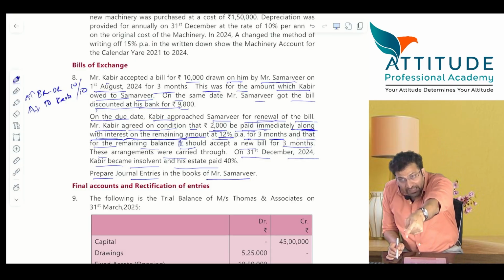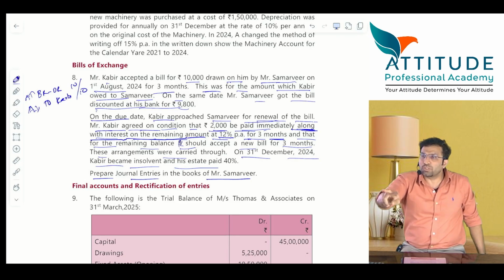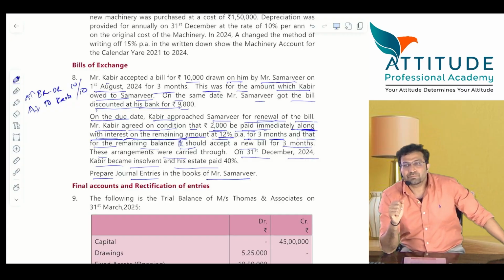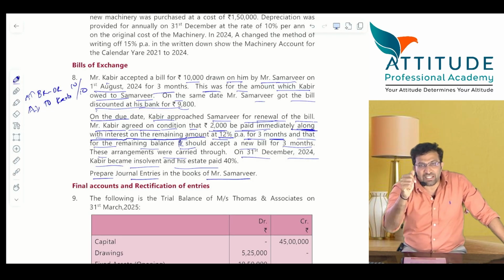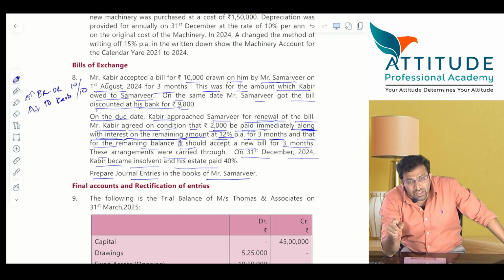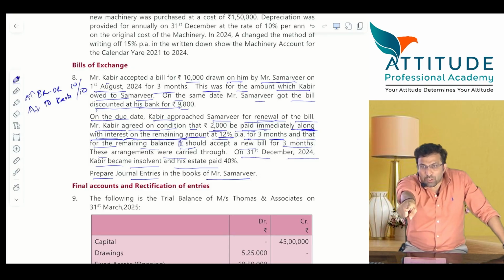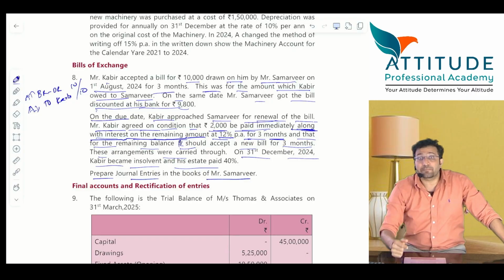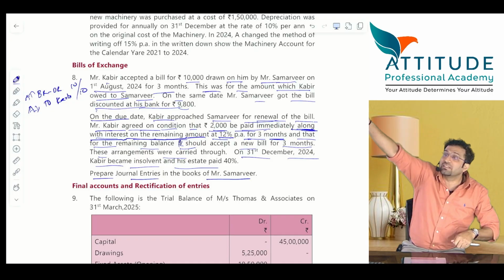2,000 plus interest you are paying immediately. Total how much am I paying you? 2,000 plus that interest of 240. 2,240 is paid to you. Now tell me, if I pay you 2,240 immediately, you will say cash or bank account debit 2,240, to Kabir 2,240. Now my balance is reduced in your books. How much reduced? Reduced by 2,240. So how much balance is left? 8,000 still left. That 8,000 bill is for how many months? 3 months.